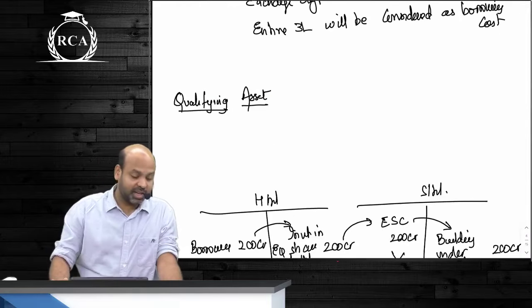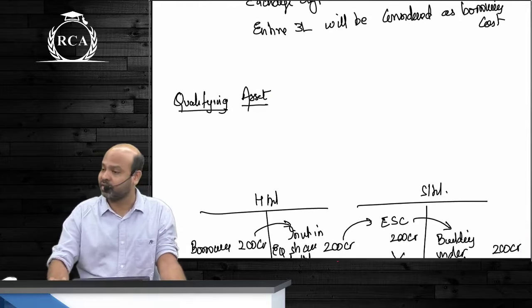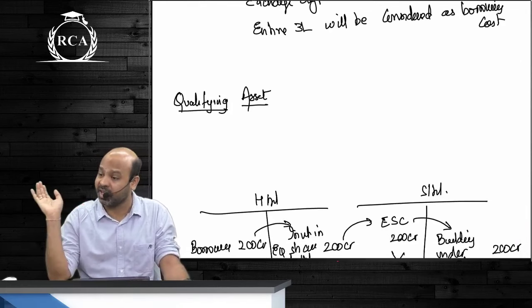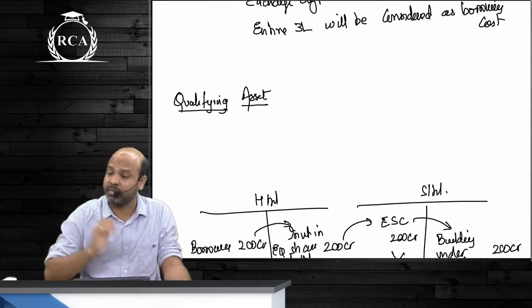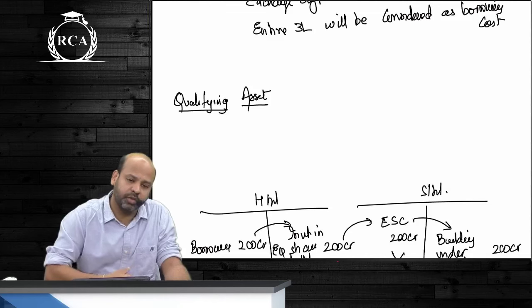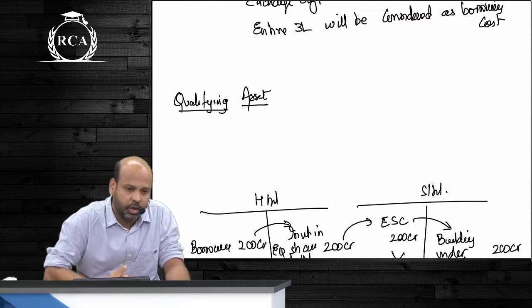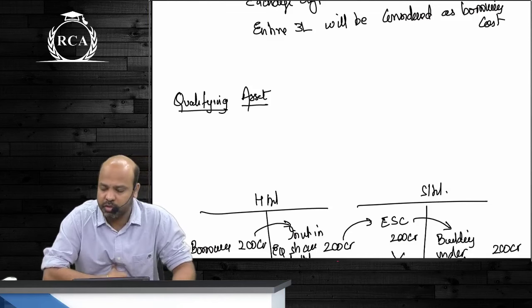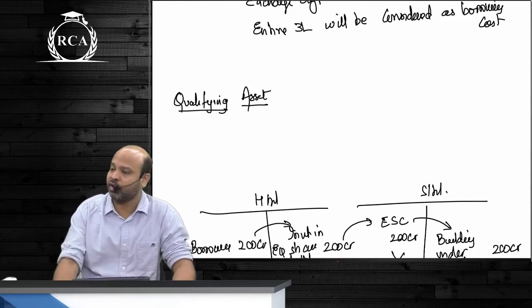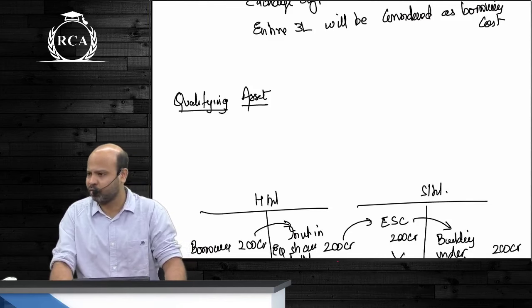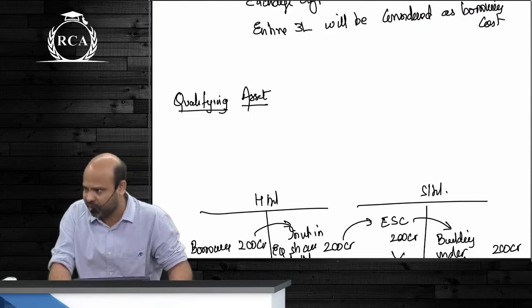So the recognition criteria in relation to AS-16 is very simple. It is the same recognition criteria as an asset: cost can be measured and there should be future economic benefit. So borrowing cost will be added to the cost of a qualifying asset, guys, as long as the borrowing is a qualifying borrowing. It should be eligible for capitalization.